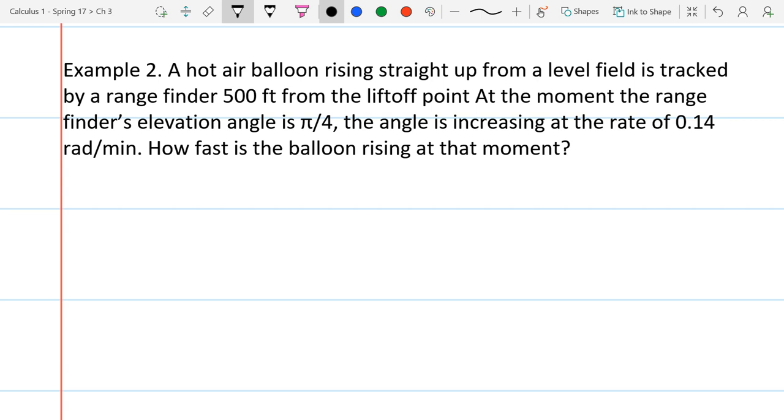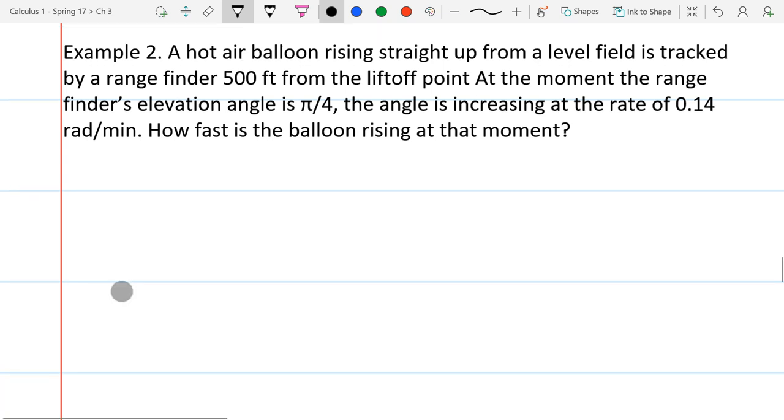Because we're measuring in radians, if I just wrote angle units per minute, that's a little bit weird. So it makes a lot of sense to write radians per minute. How fast is the balloon rising at the moment? So we can either start with a picture, or we can start by writing out what variables we have.